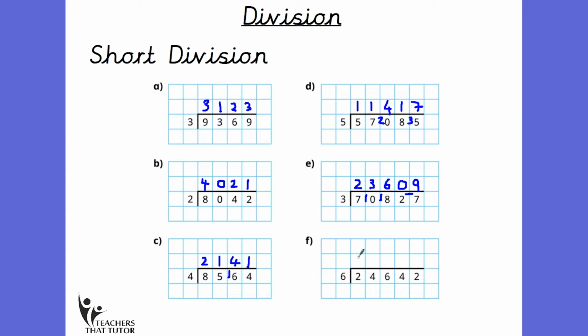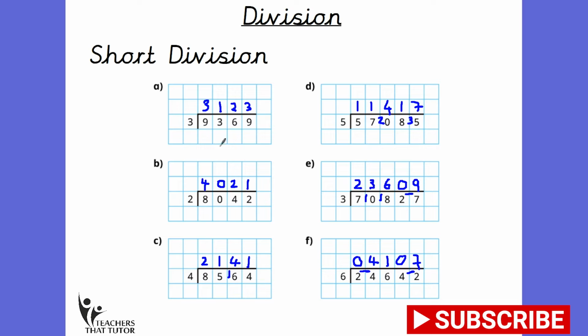So finally, F. How many 6's in 2? There are 0. So then we look at the next number. How many 6's in 24? There are 4. How many 6's in 6? There is 1. How many 6's in 4? You can't do, so we look at joining these two together again. How many 6's in 42? There are 7. So there you can see the expectation for short division for the children. Going through questions like this, there are remainders when you can go into a number once, but there is a remainder to carry that number over and do it in this way.